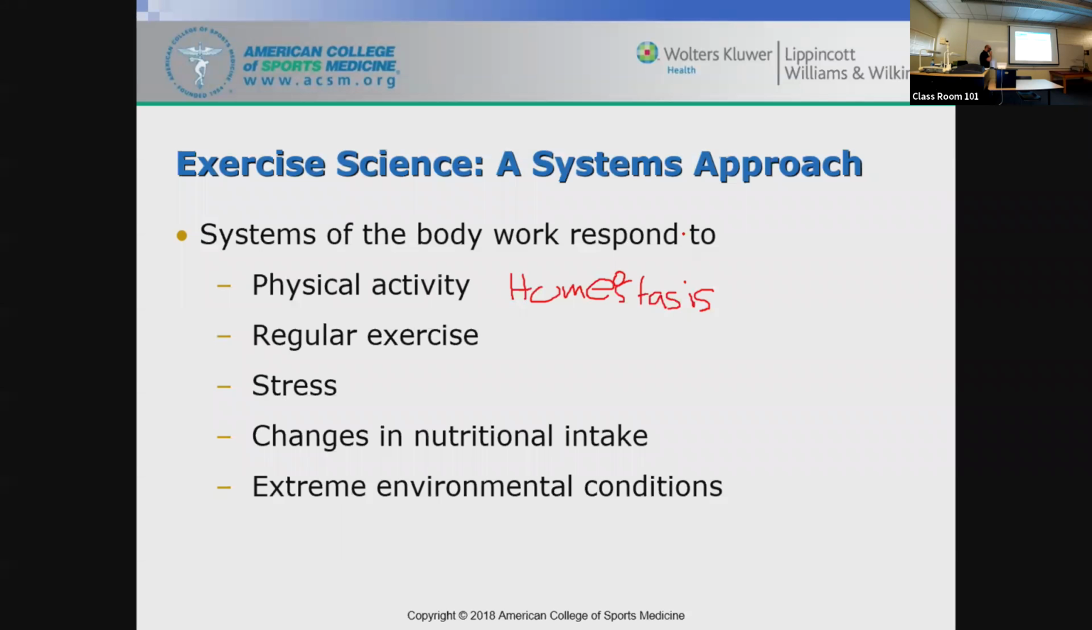Homeostasis. Essentially an even keel of the body and the physiological parameters. Heart rate, blood pressure, hormonal levels, breathing rate. All of these stresses will change the homeostasis of the body.